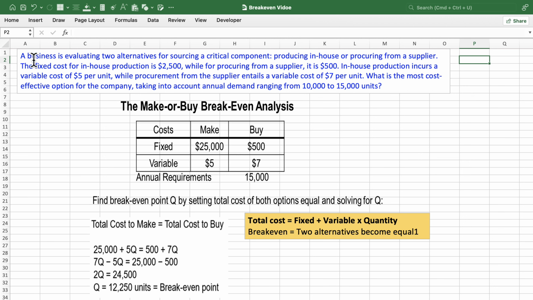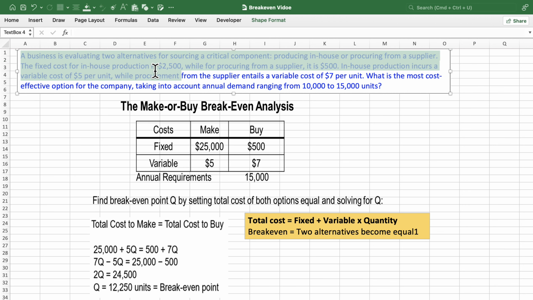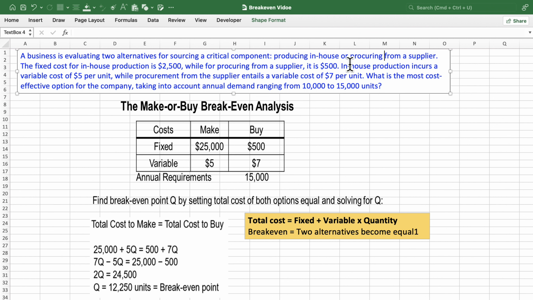Here's a problem. A business is evaluating two alternatives for sourcing a critical component: producing in-house or procuring from a supplier. The fixed cost for in-house production is $25,000, while for procuring from a supplier it is $500. In-house production incurs a variable cost of $5 per unit, while procurement from the supplier entails a variable cost of $7 per unit. What is the most cost-effective option for the company taking into account the annual demand ranging from 10,000 to 15,000 units? Now in this problem, we have two alternatives.